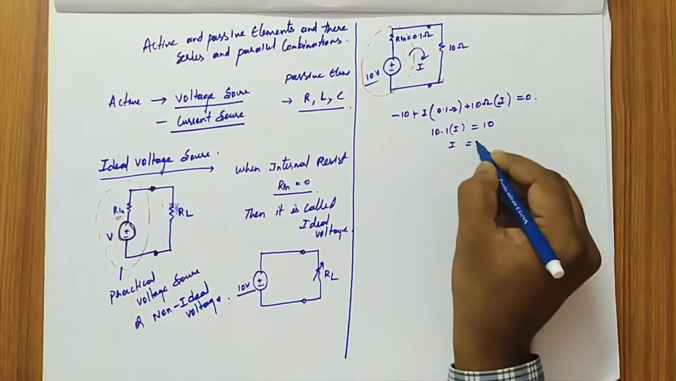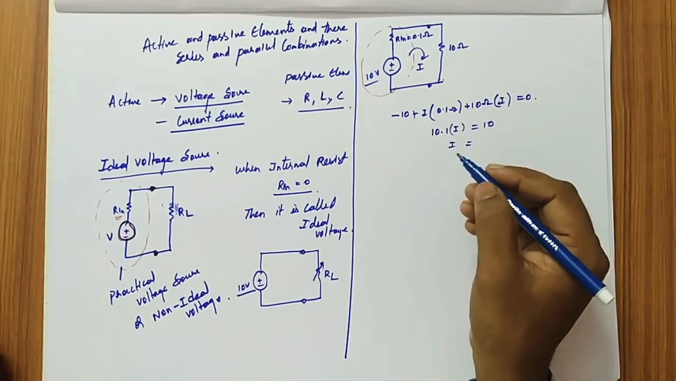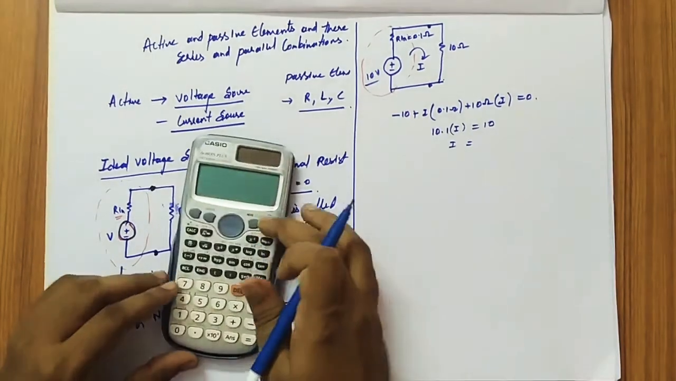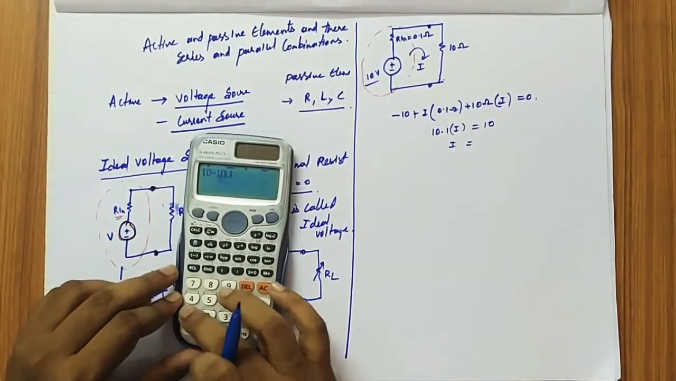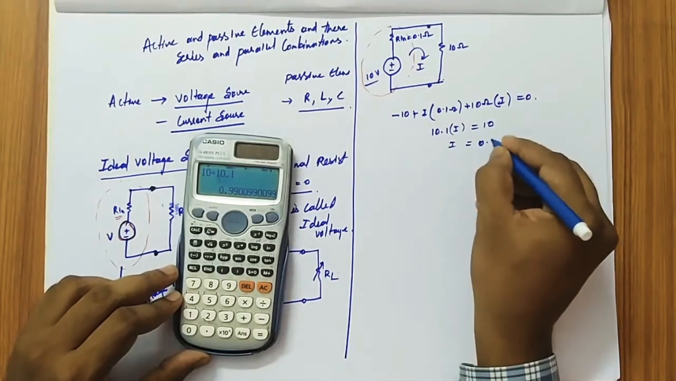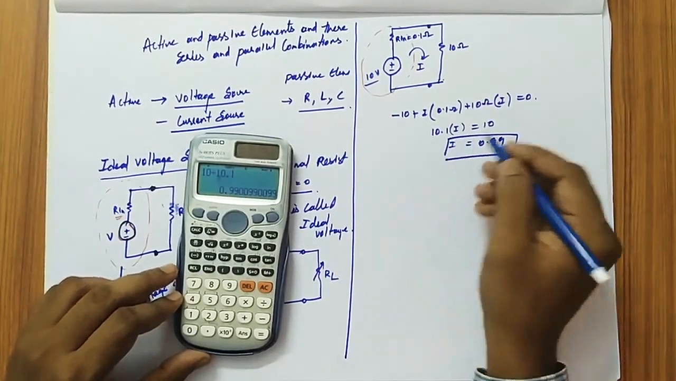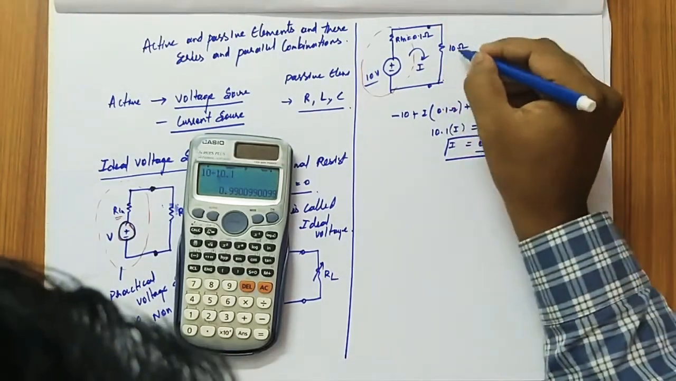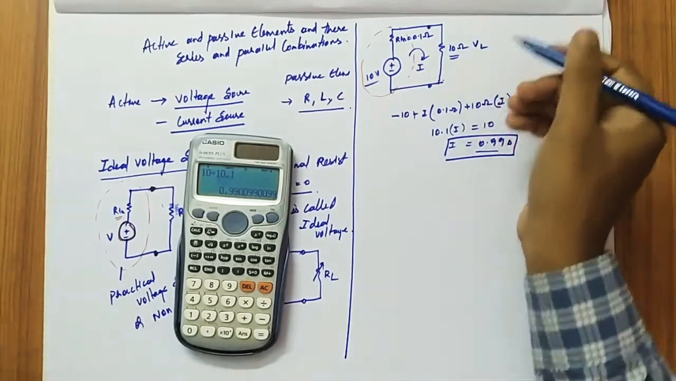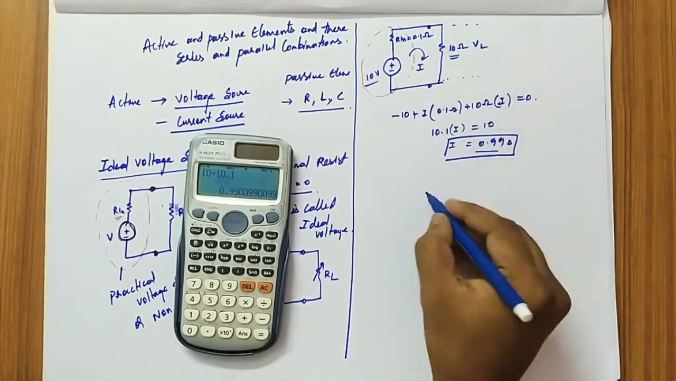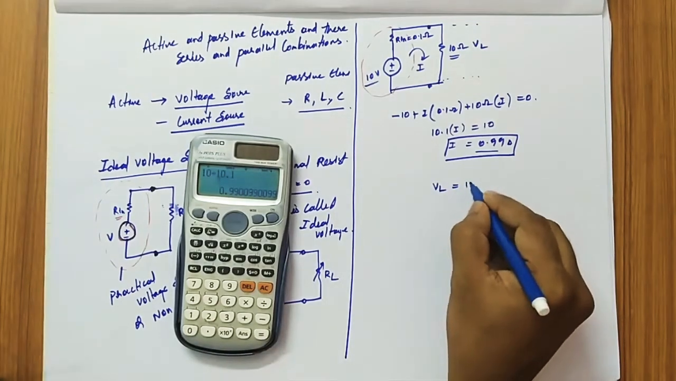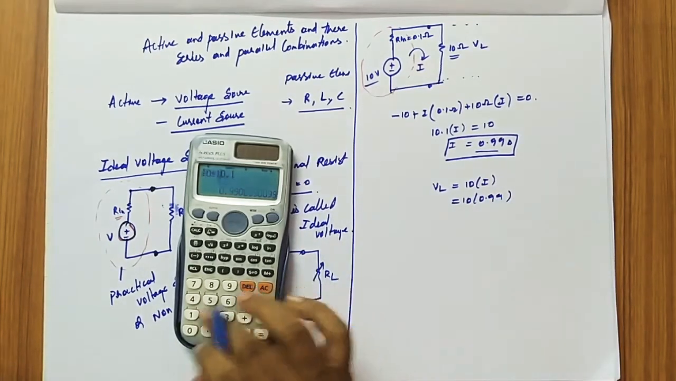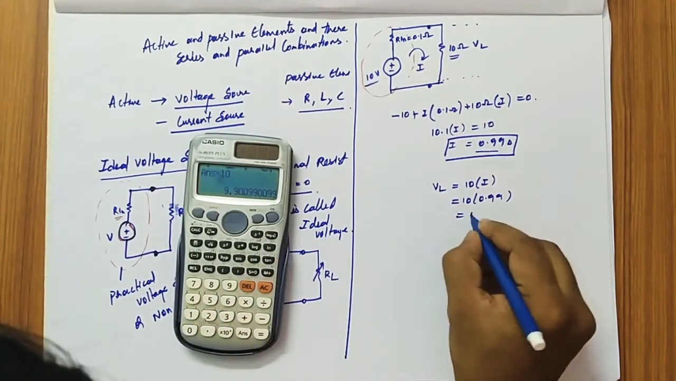So I equals what? You got the value I equals 0.99. Okay, that means the current flowing is 0.99 amps. So what is the voltage across the 10 ohms? We'll call it the load voltage. The voltage across the 10 ohm is VL equals 10 into current I, so 10 into 0.99, you got 9.9 volts.